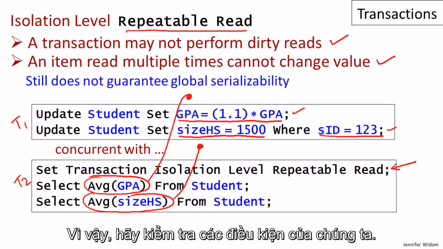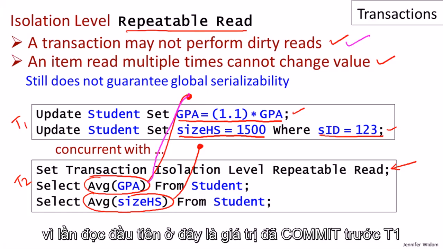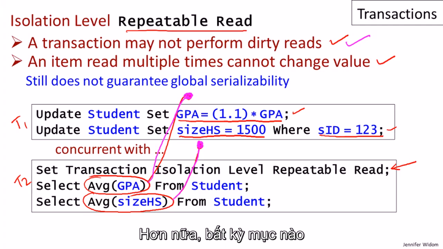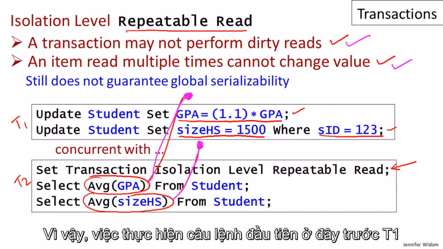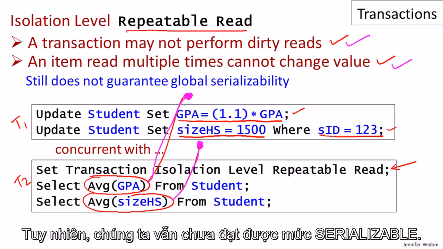So let's check our conditions. We're not performing dirty reads because the first read here is of the committed value before T1 and the second read is the committed value after T1. And furthermore, any items that are read multiple times have not had their value changed because we're actually not reading any values multiple times. So the execution of the first statement here before T1 and the second one after is legal in the repeatable read isolation level, yet we're still not serializable.